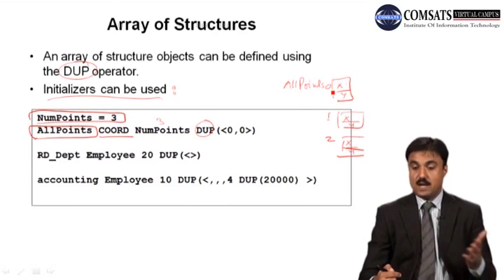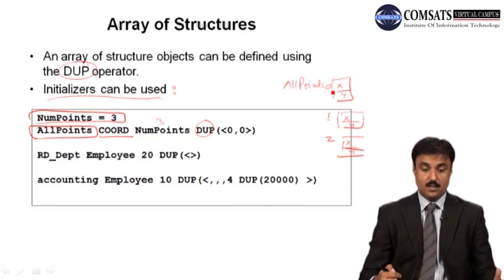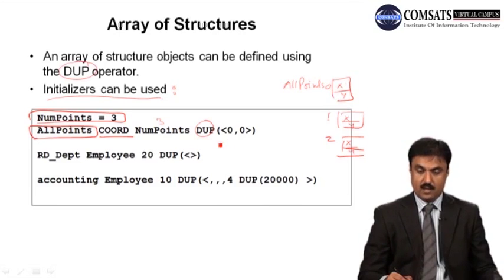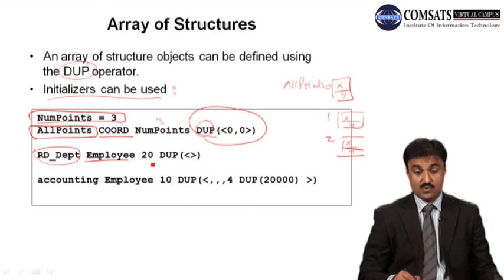So this allPoints is an array of type coordinates, and there are 3 elements in this array. First, all the elements are assigned the value 0, 0 for x and 0 for y. Second one is the RDdepartment, which is of type employee, and there are 20 employees whose values are not initialized here.